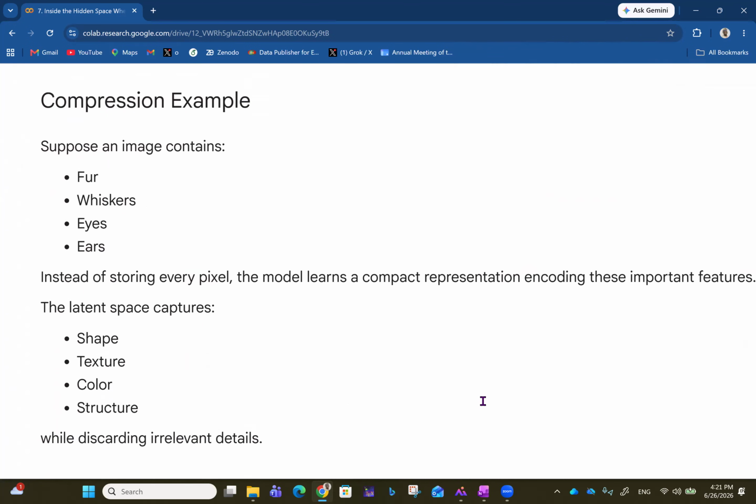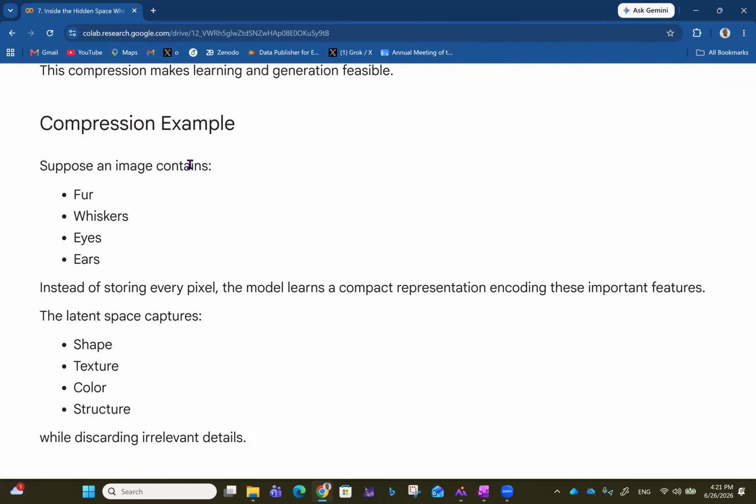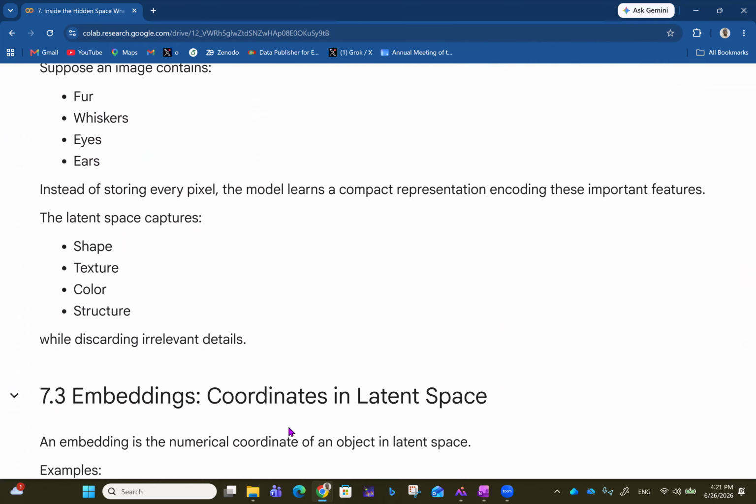So imagine a compression example here. Suppose an image contains fur, whiskers, eyes, ears. Instead of storing every pixel, the model learns a compact representation encoding these important features. So the latent space captures shape, texture, color, structure, while discarding irrelevant details.